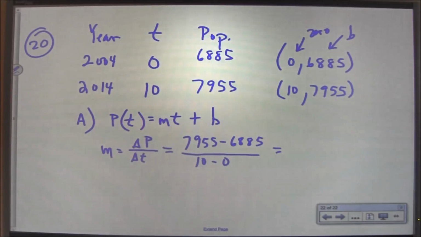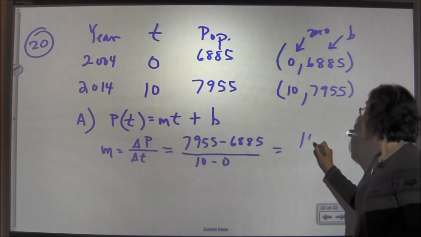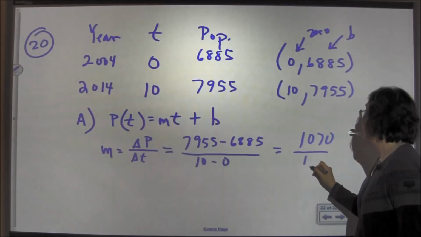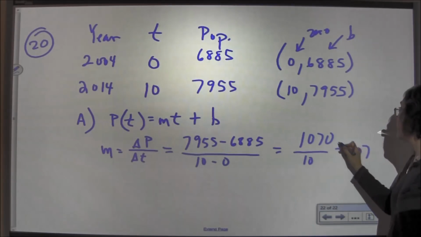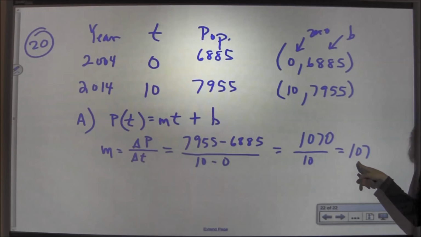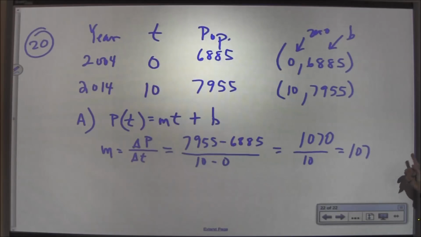And what does that slope come out to? 1,070. That's the final answer, or is that the top? No, it would be 107 per year. Okay. So 107 is the slope. So remember, that does mean that the population is rising by 107 a year.